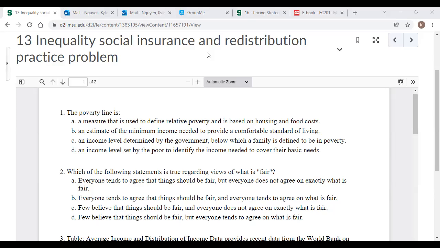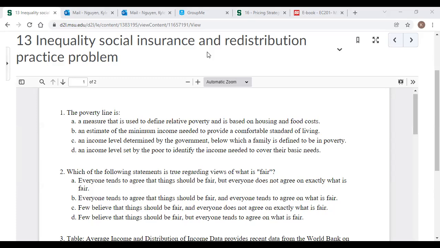B, an estimate of the minimum income needed to provide a comfortable standard of living. This is actually the definition for a livable wage. It's basically the wage that someone should be paid if they wanted to live comfortably and get paid well. So that's basically what B is.